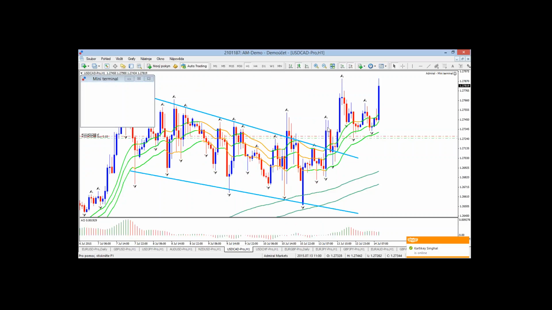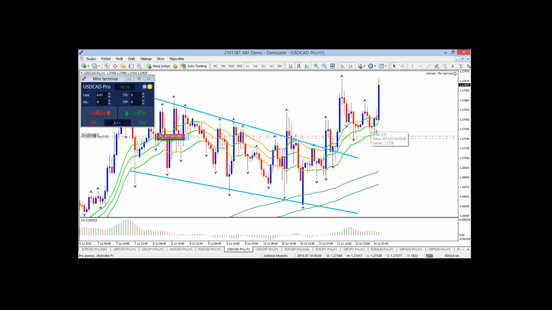So the hourly, we had the break here, we had the pullback. Wait, let me make that green, 1 second. Yeah, here, like that. So found that interesting actually here, this spot, because of the potential bounce and continuation, and that's indeed happening at the moment.